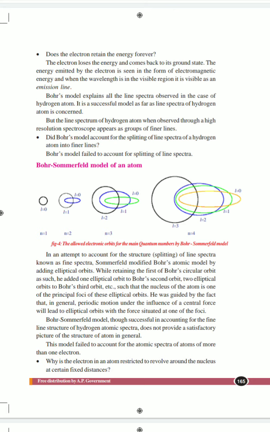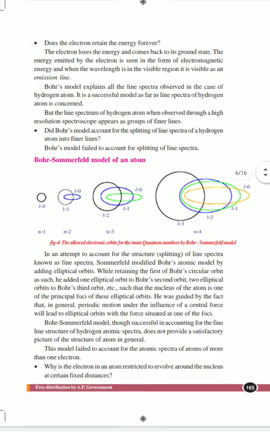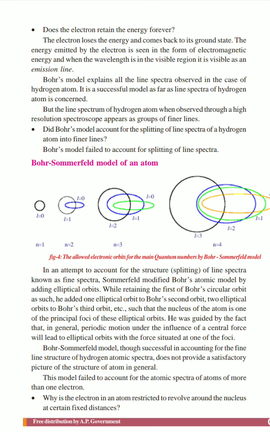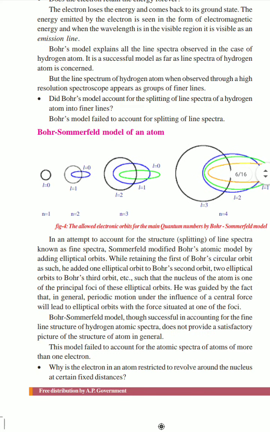whenever the line spectrum of hydrogen is observed by the high resolution spectroscope, it appears as a group of finer lines, and not as a line spectrum of straight lines. Because of this reason, again the model of the structure given by Niels Bohr failed. So again we are going for another model of the atom. In this model we can understand why the group of lines appears.